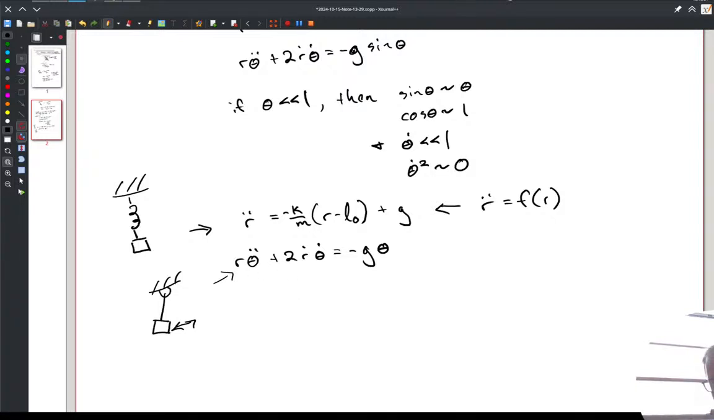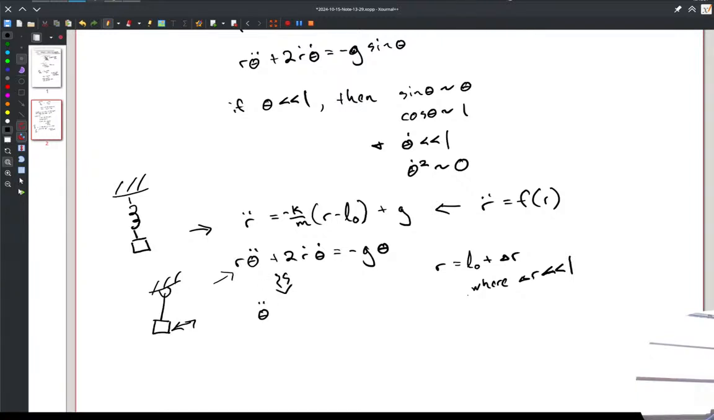And so what I can do is say that r is usually equal to L0 plus a small delta r. And delta r, we're going to say that it's something kind of small. So if that's the case, where delta r is much less than 1, then this value of r, we can say that it's L0 plus that delta r.